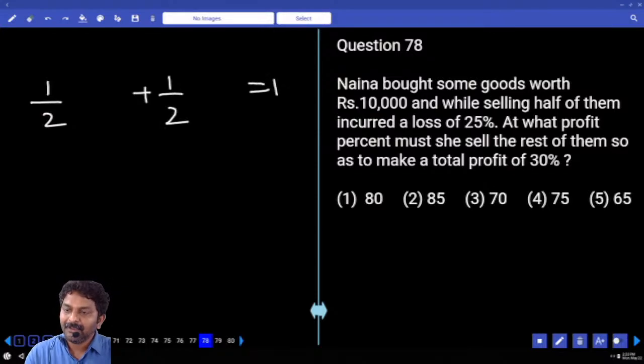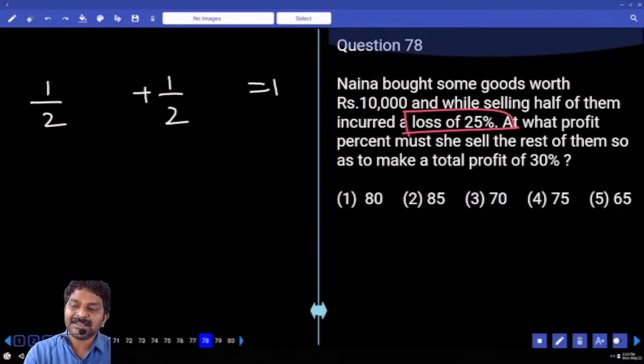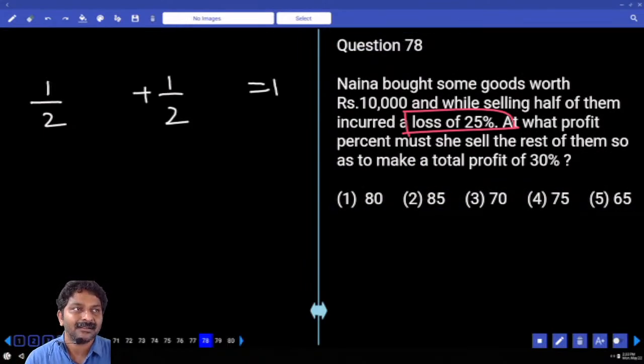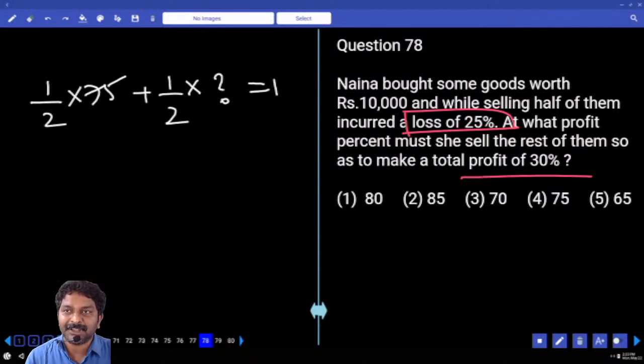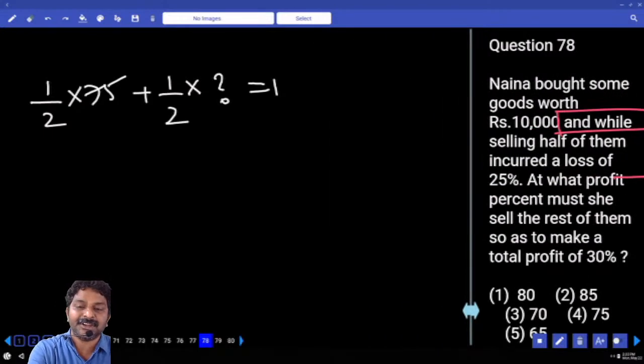Correct? First half. By selling first half, what is made? Loss. How much loss? 25%. Then selling price is equal to 75% only, into 75. What should happen on the second item? So that overall profit you are expecting 30%, right? If you are expecting 30% profit, at what price you need to sell them?